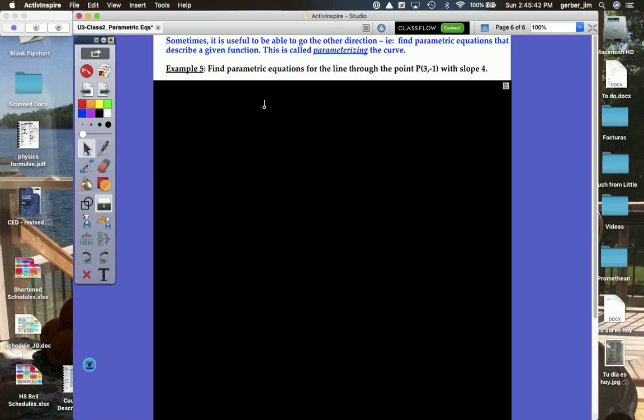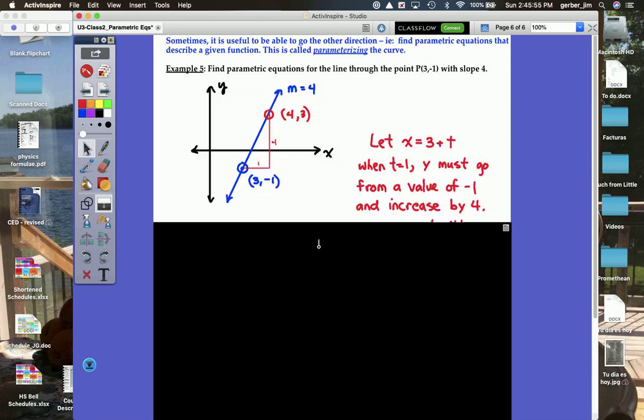And for the purposes of this course, the only type of thing that we're going to look at here are lines, which is the easiest kind. So let's try and find parametric equations for the line going through the point (3, -1) and with a slope of 4. So if I sketch that situation, I get something that looks like this. Okay, there's my point (3, -1).